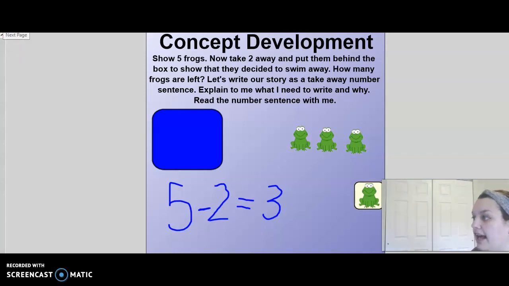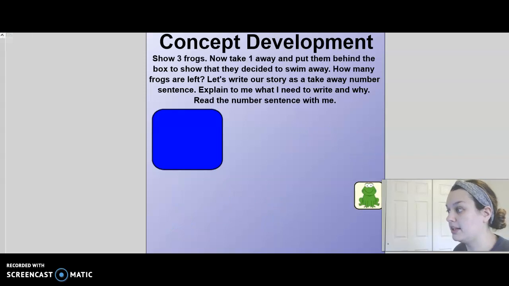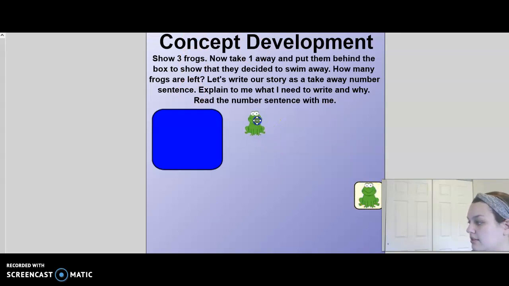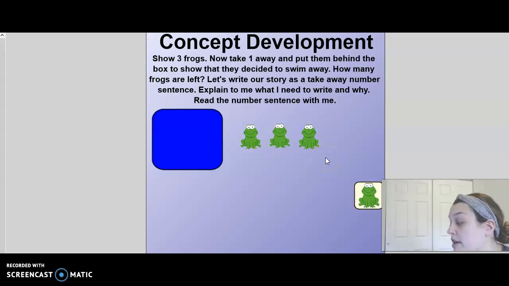All right, I think you're ready for a super challenge. I need you to get whatever you want to write with, ready to go because I'm going to leave this challenge to you. We're going to do the picture together, and then we're going to check our answer, okay? So it says show 3 frogs. So I'll put the 3 frogs here. 1, 2, 3. Now there's a number you can already write on your paper.